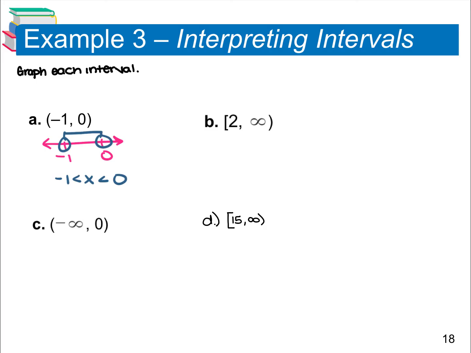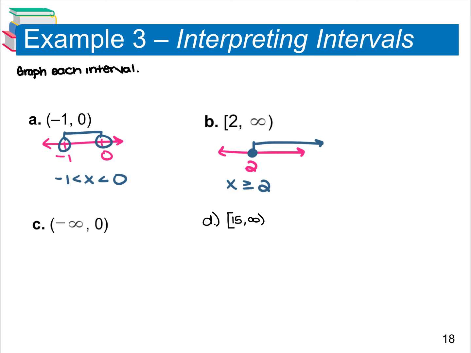For example B, we have the numbers between 2 and infinity, so anything greater than or equal to 2, because that bracket is on that 2. So on our number line, we would find the 2, closed circle on that 2, and it would go to infinity. So that would just be x is greater than or equal to 2.